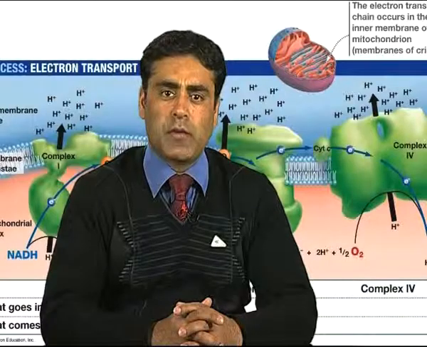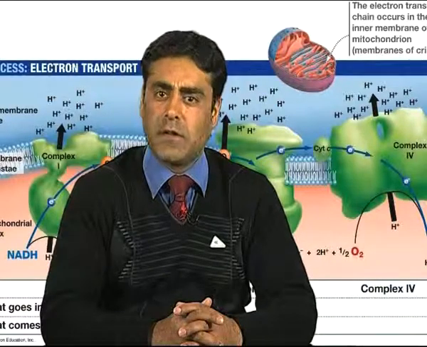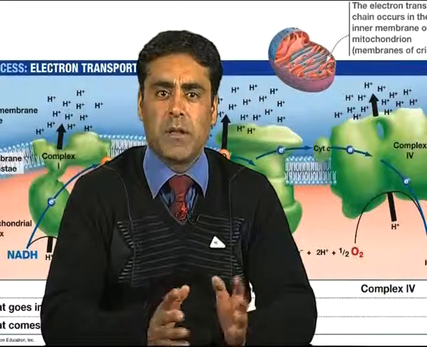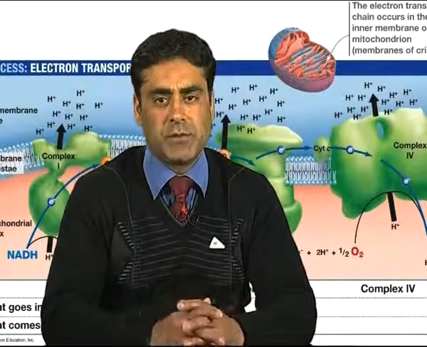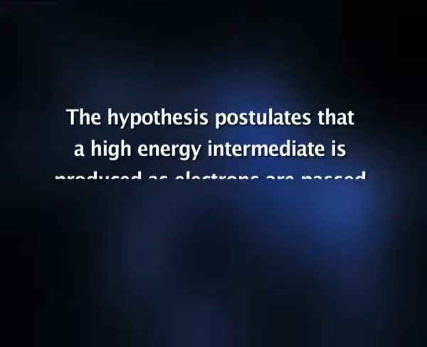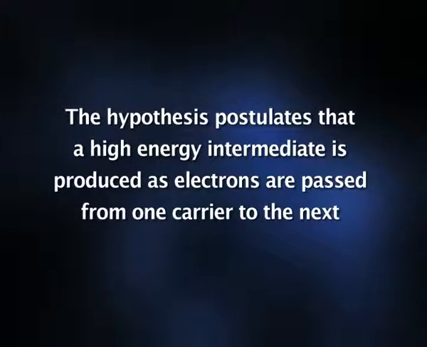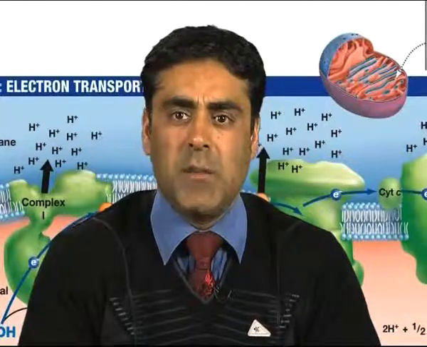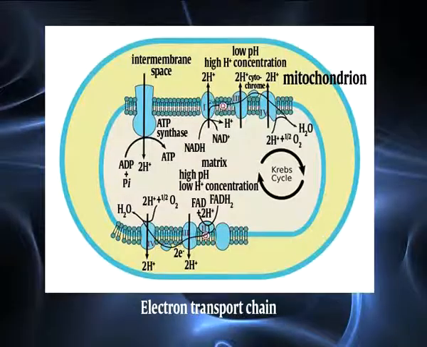It was first proposed by Slater in 1953 and is based on the principles of substrate level phosphorylation. The hypothesis postulates that a high energy intermediate is produced as electrons are passed from one carrier to the next. However, no such high energy intermediates have been shown to exist, and the need for intact mitochondrial membranes for effective oxidative phosphorylation is not explained by this hypothesis.